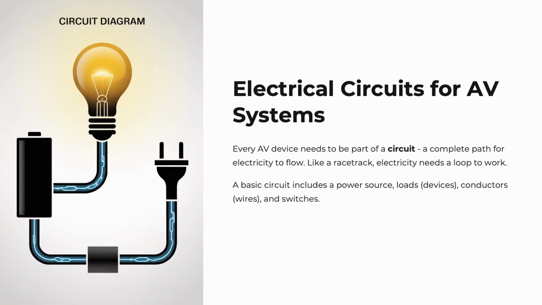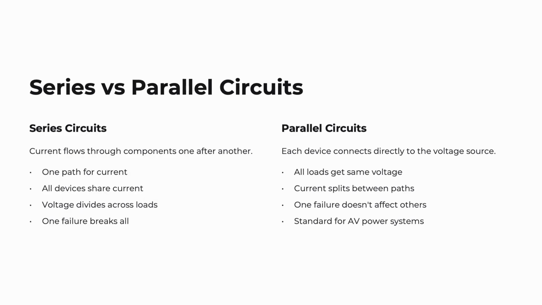So, what makes up a circuit? In its most basic form, a circuit includes a power source like an AC outlet or a battery, one or more loads, the devices that consume power, like displays, speakers, or processors, conductors, the wires or cables that connect them, and possibly a switch or controller to start and stop the flow. In AV systems, things are more complex with multiple sources and multiple loads, sometimes spread across rooms or buildings. But no matter how big the system, all circuits are built from two connection types, series and parallel.